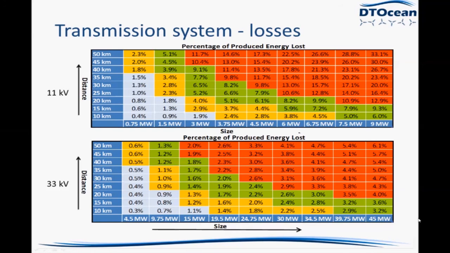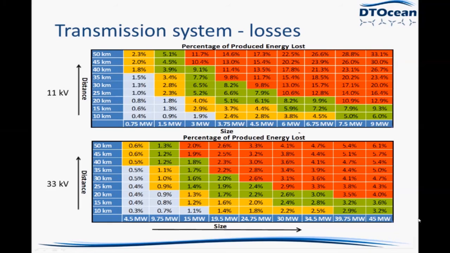So the first figure here shows, if my transmission voltage was at 11 kV, for a range of farm sizes and a range of distances from the shore, what the percentage energy lost is just in the transmission, from the substation onto the shore. Some of these things are very obvious: the bigger the farm and the further from the shore, the more the losses.